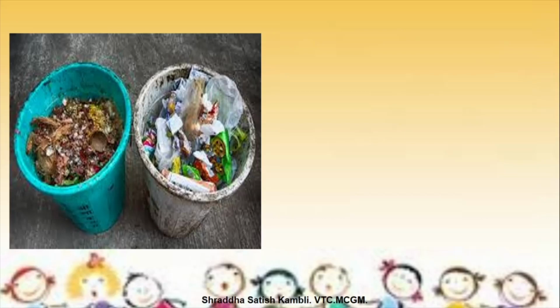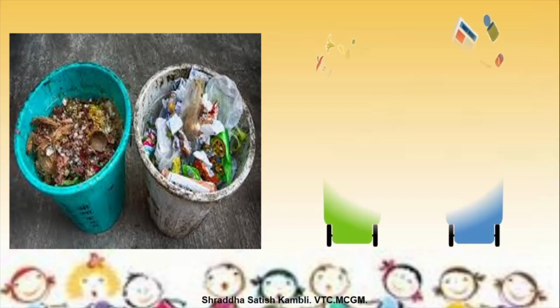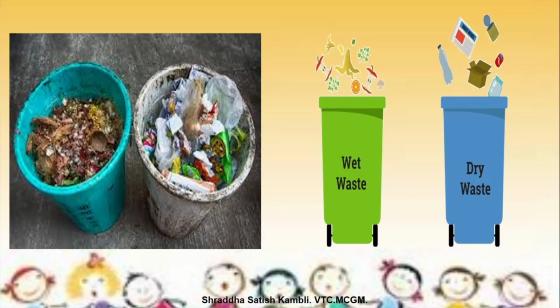Then, what about this garbage? I told you last time that when there is garbage in the house, you should always try to separate the garbage. So when there is wet garbage, you put it in a different bin. When there is dry garbage, you put it in a different bin. So you can see here the actual photos of two dustbins. The green one or the blue one has got a lot of wet waste. If you look carefully, you will be able to see coconut shells, leftover food, peels of vegetables, peel of onions, etc.